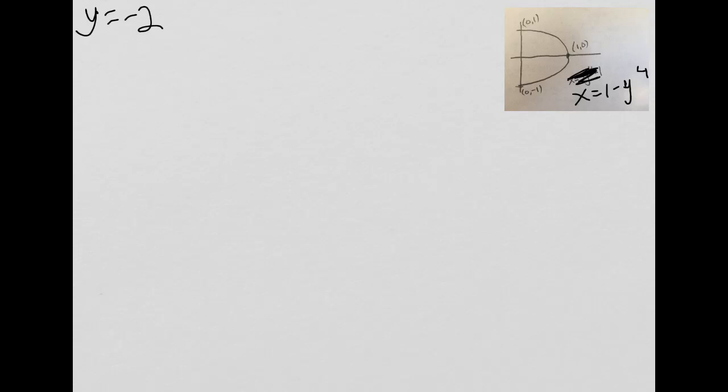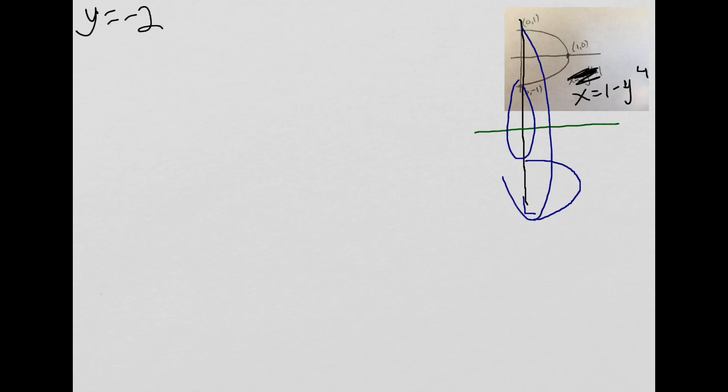So for this one, I want to revolve around the line y equals negative 2. If I extend my y-axis down to here a little bit, then this would be y equals negative 2, which would give me this thing rolled around like this, which would look something like that. They're going to connect like this on the inside, this on the outside, and this guy here.